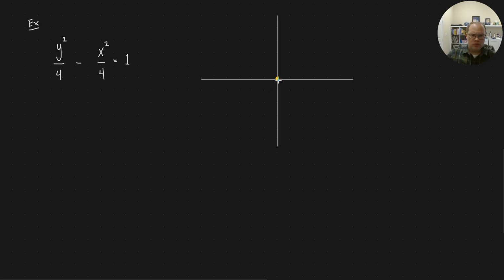Okay, centers at the origin. In this case, the denominator of both of these is 4, so I'm going to go in the x direction and the y direction 2 units. Right? So 2 units this way, 2 units this way, 2 units this way, 2 units this way. Okay? 2 units in the y direction, up and down, 2 units in the x direction, left and right. Draw your box. Draw your asymptotes through opposite corners.